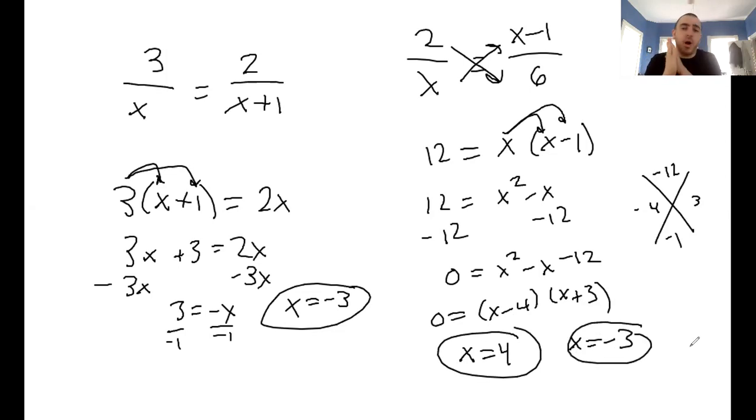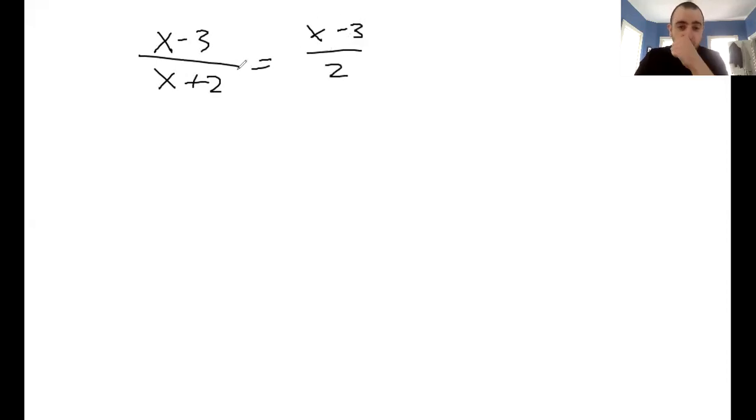So again, pause for a second, and then we have one final problem, which is potentially the hardest one. So good luck. Okay, hope you paused, hope you took some notes. We're moving on. The next one we have is x minus 3 over x plus 2 equals x minus 3 over 2. So we're going to cross multiply here.